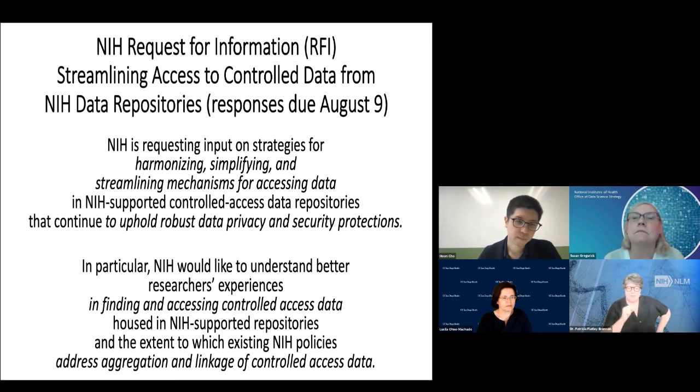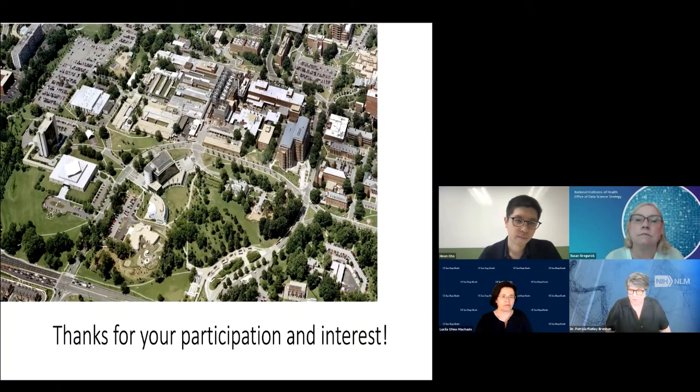We want to particularly understand the researchers' experiences in finding and accessing the controlled access data and determine whether or not our existing policies are adequate to address the aggregation and linkage of controlled access data. I think we heard today several indicators that we may not have the policies in place that are broad enough and robust enough to address this. So your input is sought on this critical area. Access to the RFI can be had by going to the data science website. That's datascience.nih.gov.